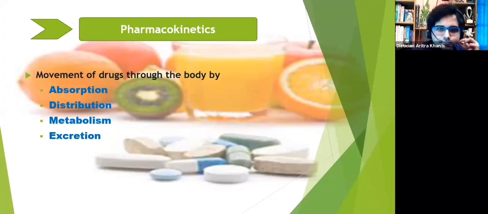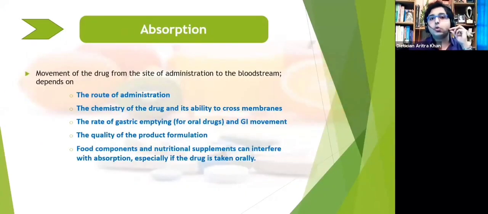What is absorption? It depends on the route of administration, maybe oral administration, sometimes IV administration. Then the chemistry of the drug and its ability to cross membranes, the rate of gastric emptying for an oral drug and GI movement. Gastric emptying is important, because GI problems or GI trouble, the quality of the product formulation, food components, and nutritional supplements can interfere with absorption, especially if the drug is taken orally.